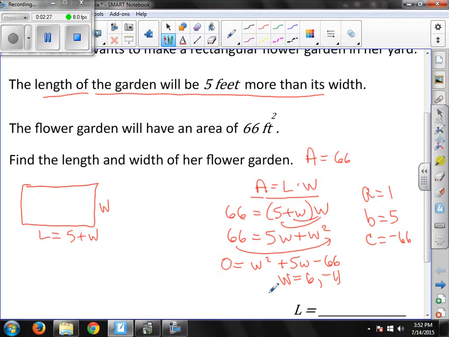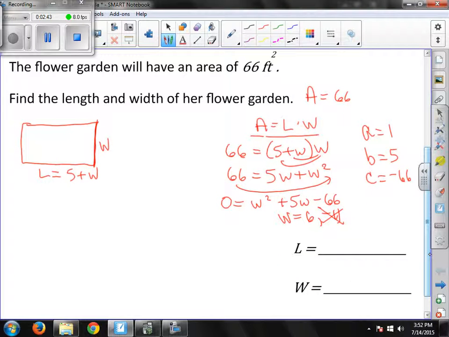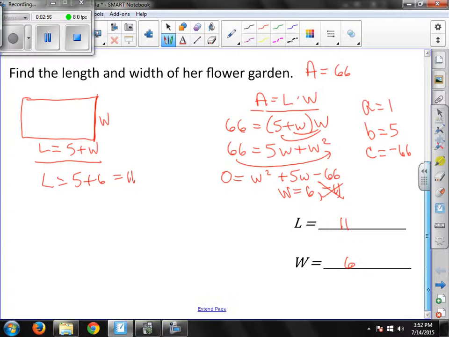Now, we get two values for W, but one does not make sense. Since it's an actual width or dimension, it does not make sense to be a negative number. So we're going to say that one does not make sense. So W must be 6, but I need to find length. Length is 5 plus W, or 6, so my length is 11.